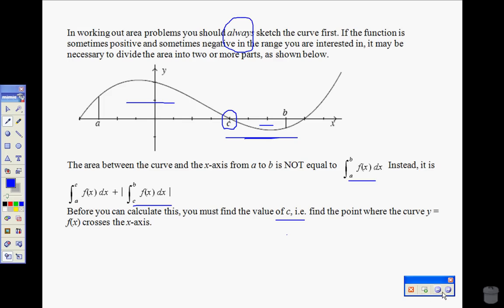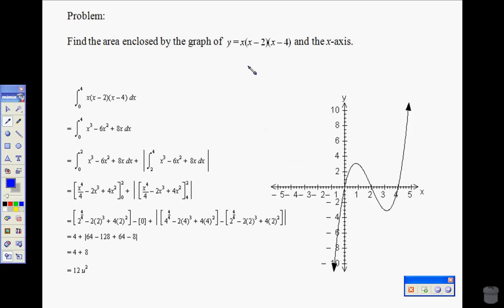So if we have a look at some of the problems, the first one here, we're going to find the area enclosed by the graph and the x-axis. So we're looking at the area in this part and this part. We can see that we've got to go from 0 to 4, because 0 to 4 is where the curve's enclosed. But if we just did that, we'd have problems because we've got a positive area here, but a negative area here. So we'd probably get a negative answer because that area is bigger than that.